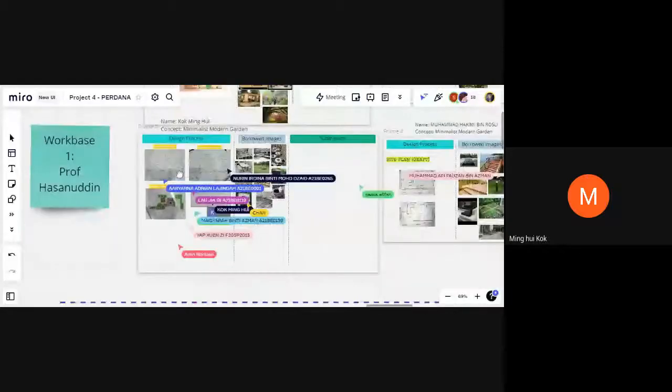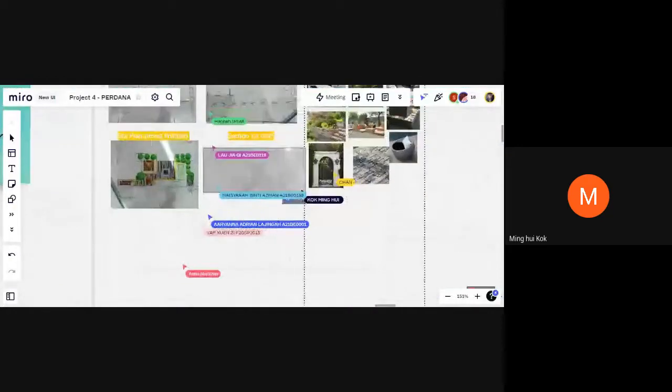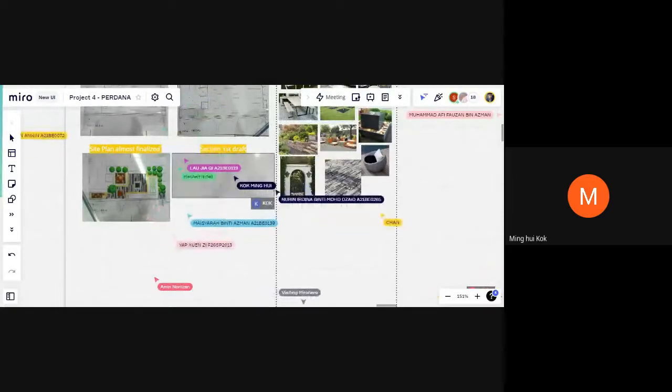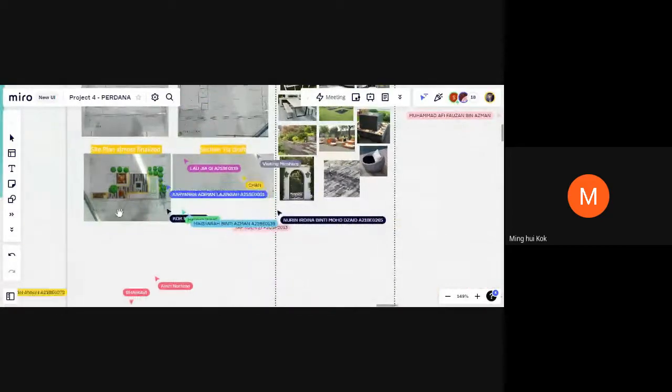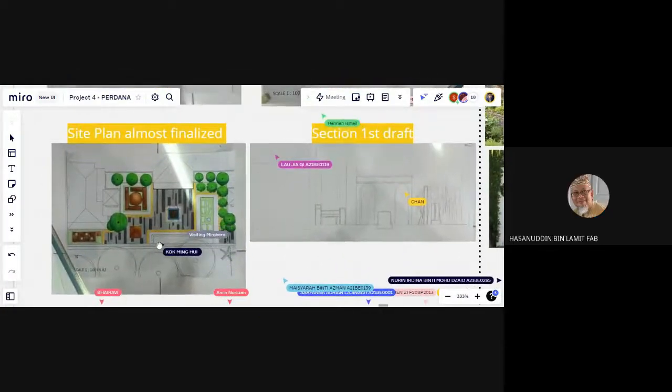Who wants to show? Hello, may I? Yes, Ming Hui. Yeah, I'm at Workbase 13, frame 2. Should I start? Yep. Yeah, okay.